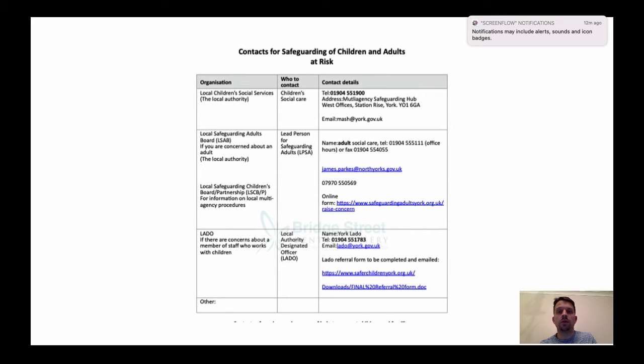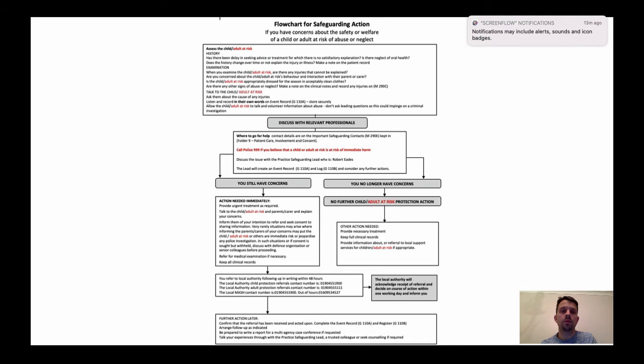In terms of contacts for safeguarding, the practice has everything already recorded down, and it's a very clear pathway actually for both children and for vulnerable adults. If there is a concern about a staff member that works with vulnerable adults or children, there is actually a separate pathway, and that's through something called LADO. This is actually the flowchart for safeguarding, and this is actually available in the surgeries.